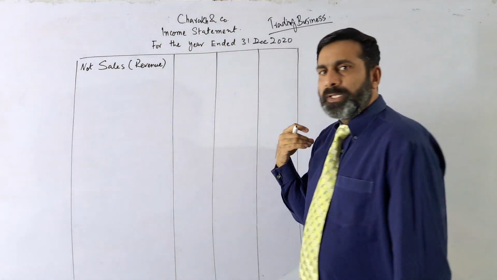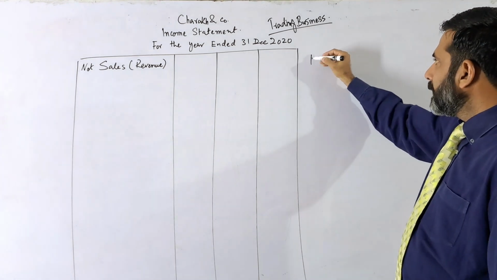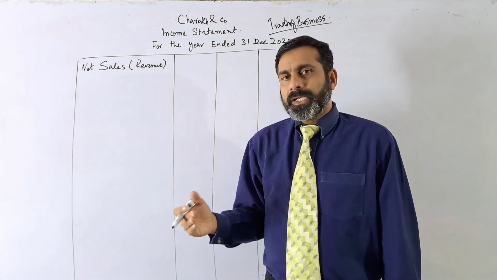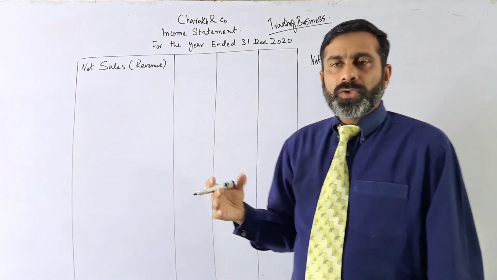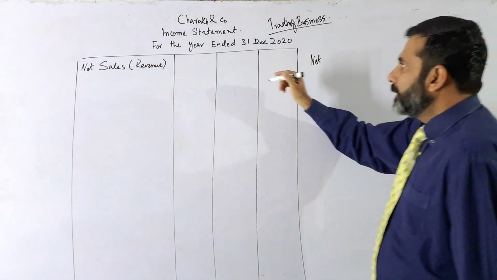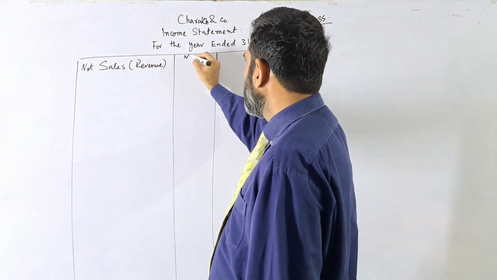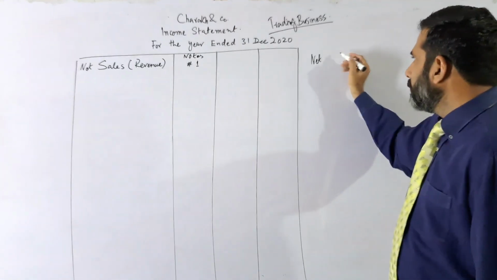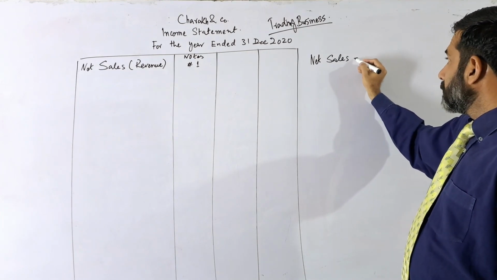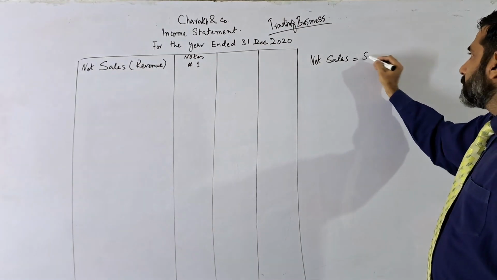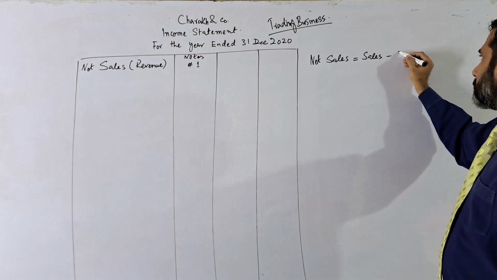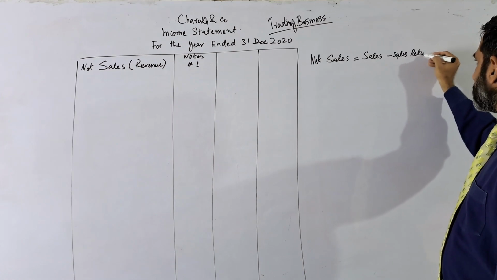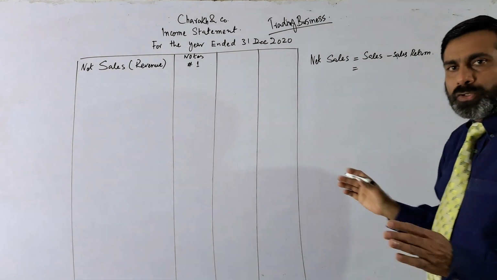Now, what is the meaning of the net sales or the net revenue? This is the extra information, or additional information, which we can call notes. So we will write here information in the notes. This is note number 1, where we are calculating the net sales. Net sales is simply the sales amount minus the sales return.